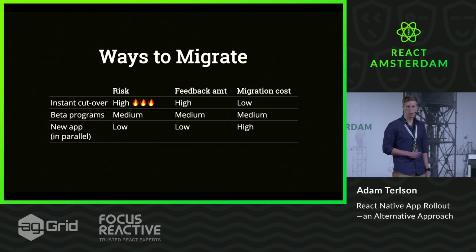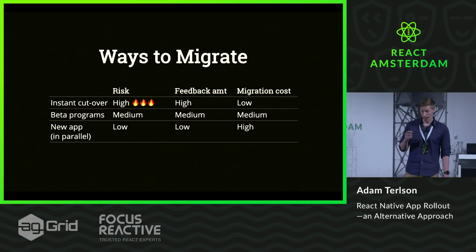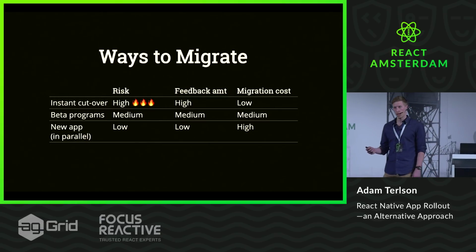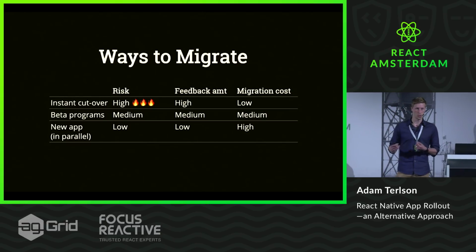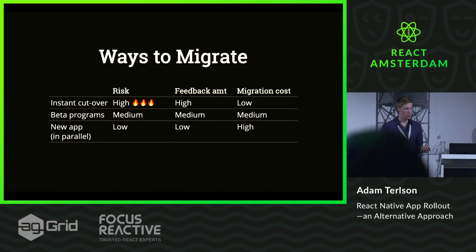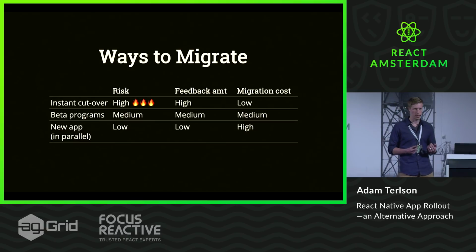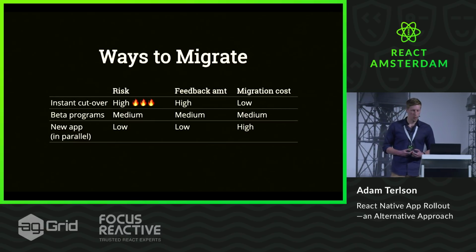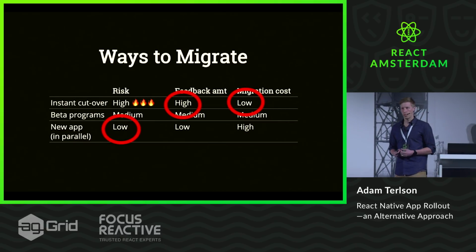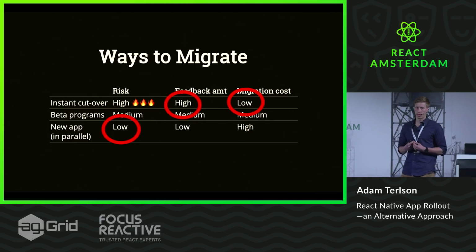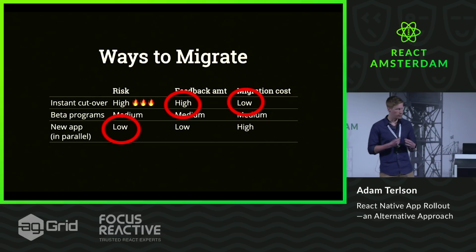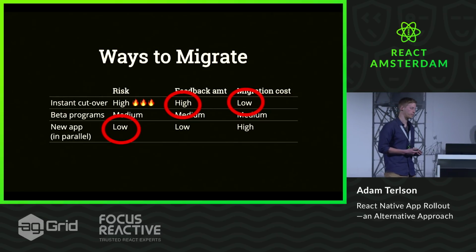We could have also put apps in parallel into the stores and then simply used marketing or eventually force our users to switch, but there's some limitations around obtaining early feedback. So what we wanted was something that actually combined the best of all three. Something where we can mitigate our business risk, get early feedback of high quality cheaply.